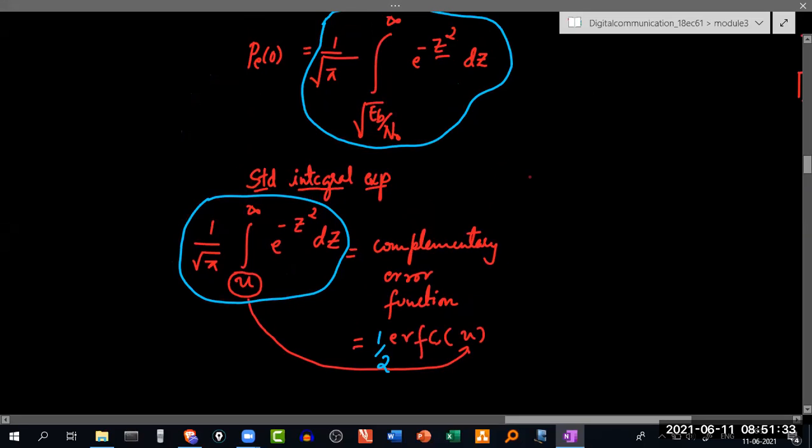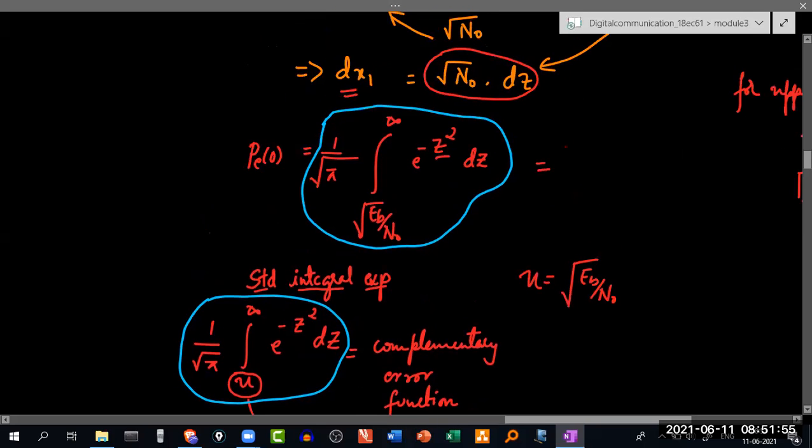Only change is that in place of u, we are having square root of EB by N naught. So in place of u, I can equate this to 1 by 2 error function complementary of, in place of u, let me use this value, square root of EB by N naught.